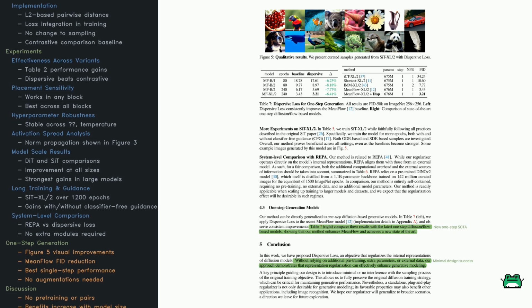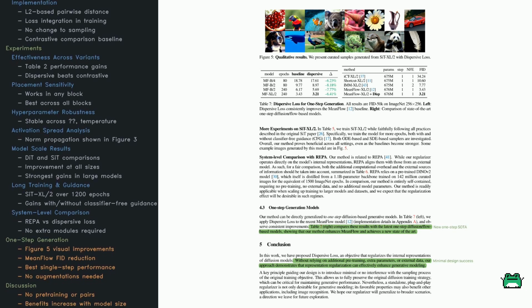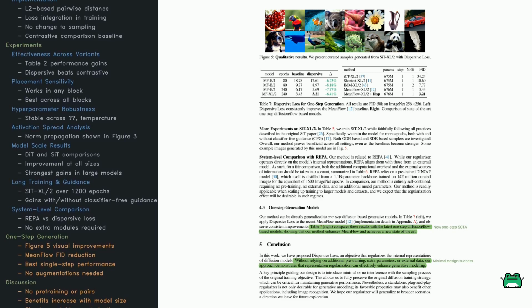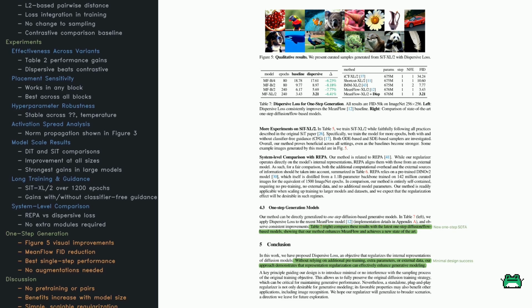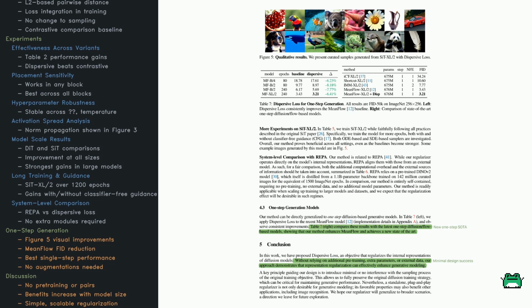Their takeaway is this. Dispersive loss enhances diffusion models by regularizing the internal features. It's lightweight, it doesn't interfere with the sampling strategy, and it generalizes well, even to fast one-step methods. And because it's self-contained, it scales smoothly with model size and training time.